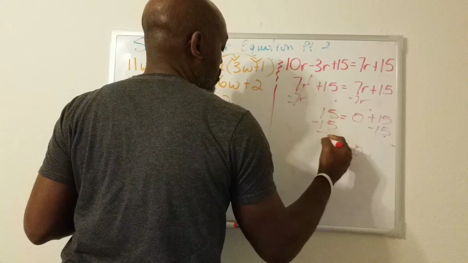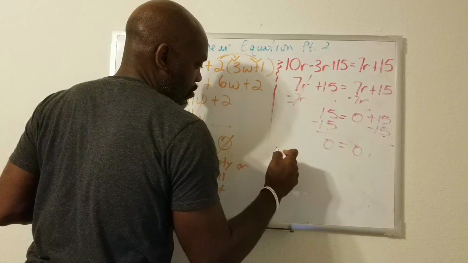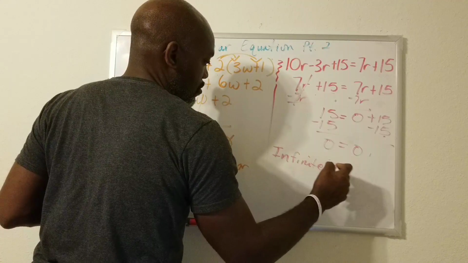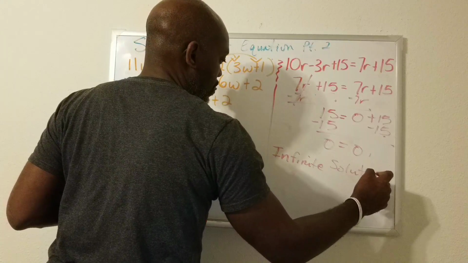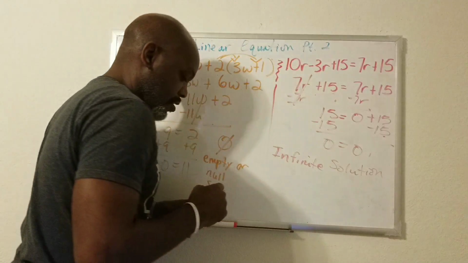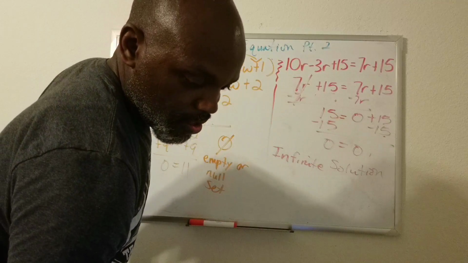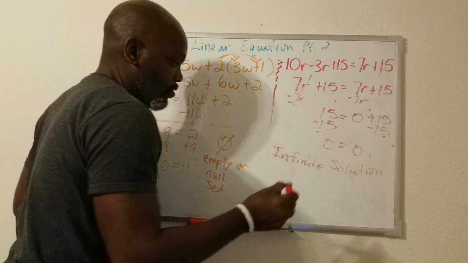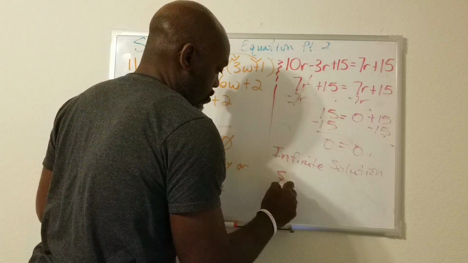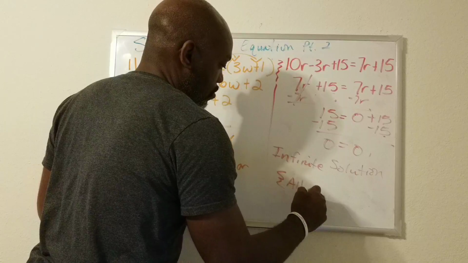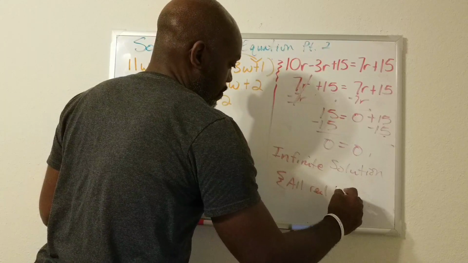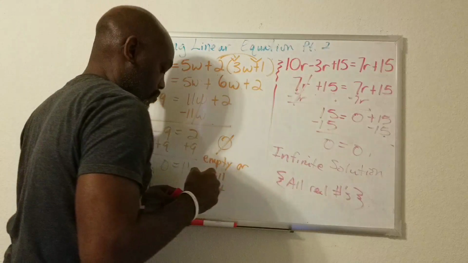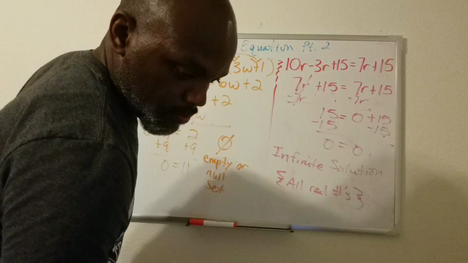0 equals 0. What this means is that there are infinite solutions, meaning that any number that you put in the place of r will make this statement true. So infinite solutions, also known as all real numbers, okay, would be your answer.